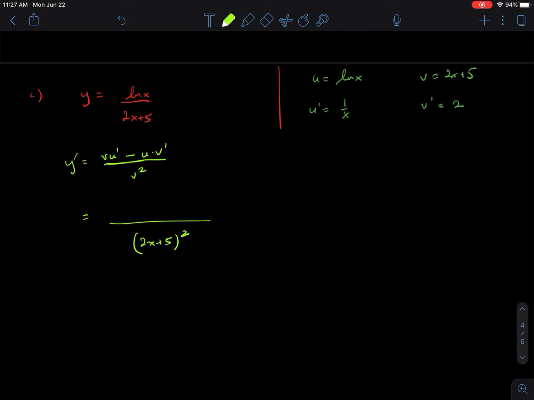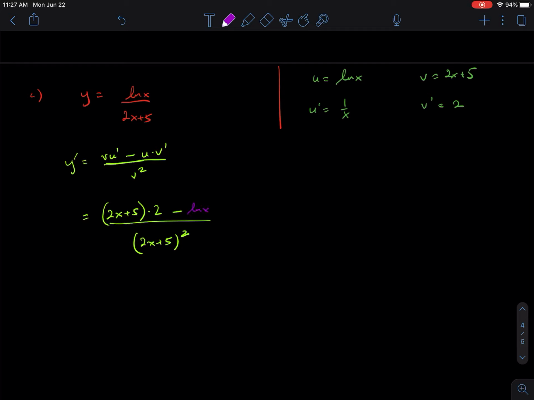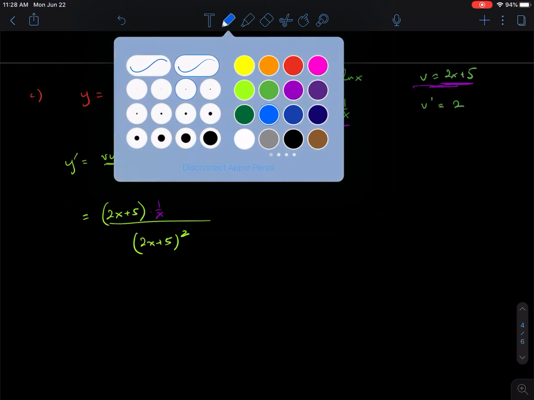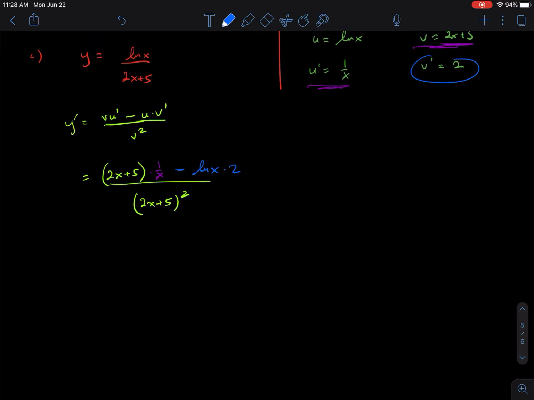V is 2x plus 5. U prime is 2 minus, u is ln of x, and then v prime, u prime is 1 over x. I think I did this one wrong. Okay, let me go back just a little bit. All right, so v is 2x plus 5. U prime is 1 over x. There it is. All right, minus u again is natural log of x. V prime is 2.